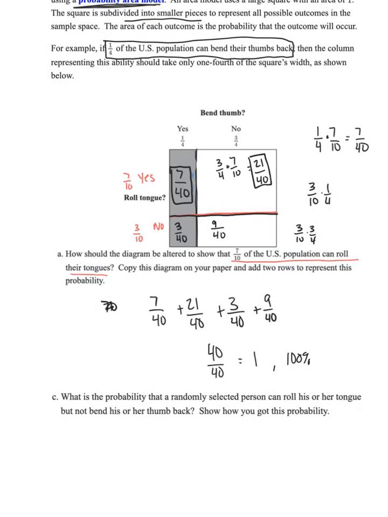What's nice about this diagram is it's really easy to get your answers if you need to find a probability. So this asks, what is the probability that a randomly selected person can roll their tongue but cannot bend their thumb back? I want you to take a minute, answer the question in the video.